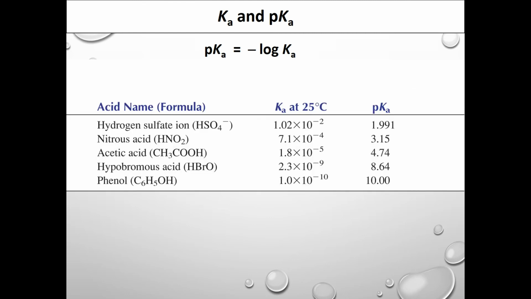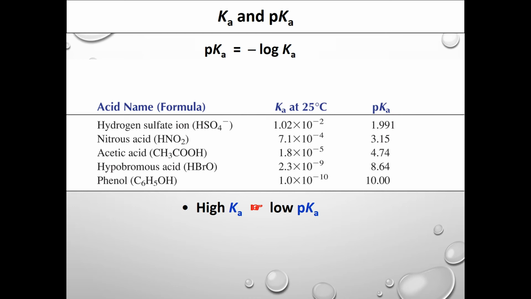Now, let us see what is the relationship between Ka and pKa. pKa equals the negative logarithm of the Ka value. As shown in the table, the Ka and pKa values for various acids are given. As it can be seen, a higher Ka value has a lower pKa.